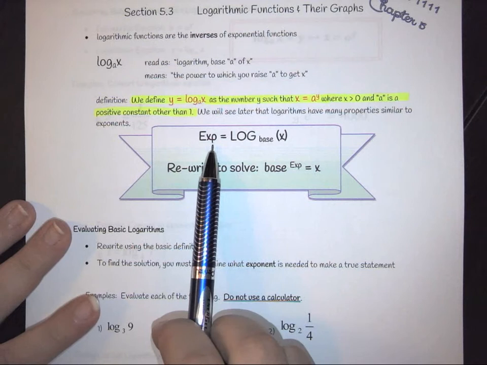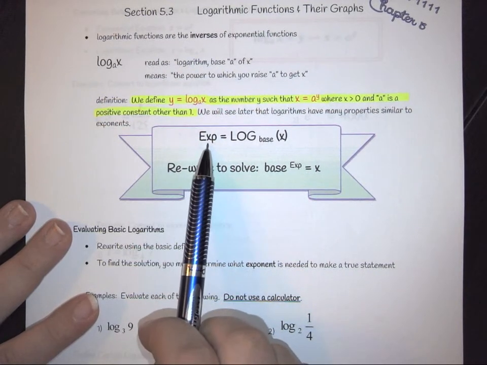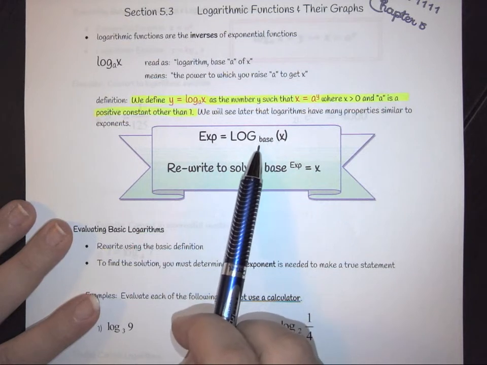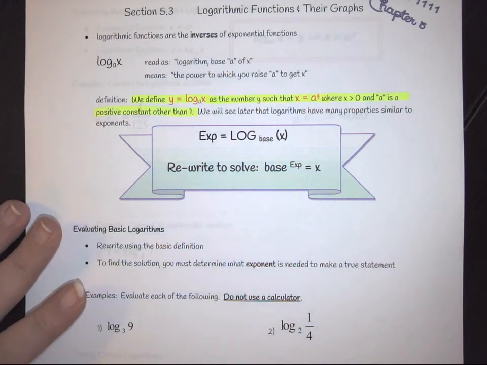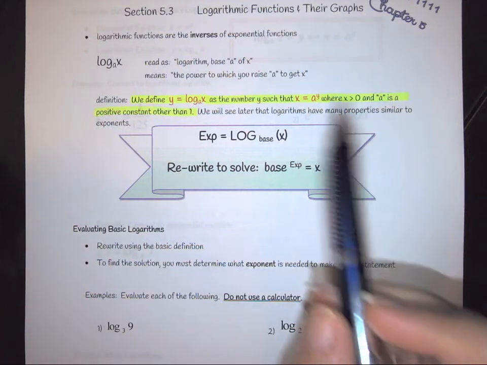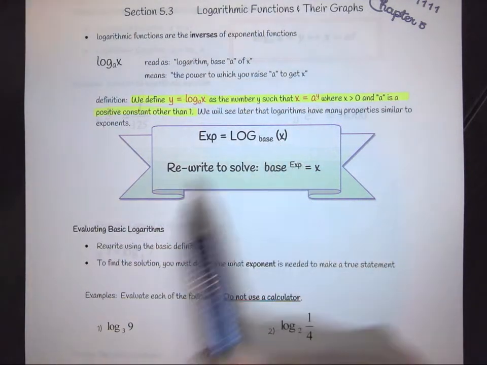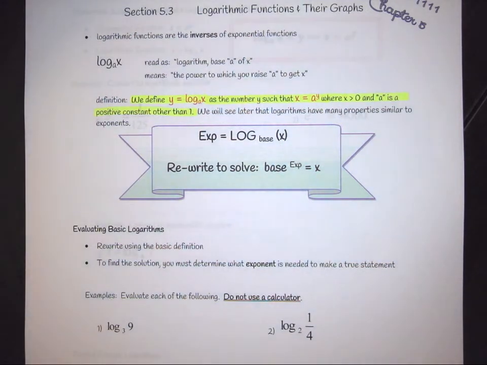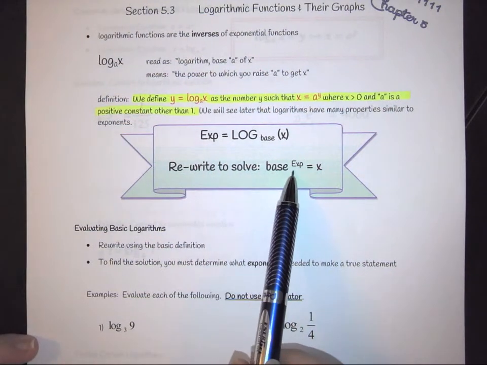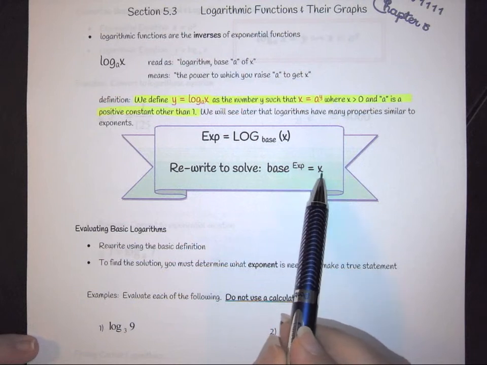Whatever your log equation is set equal to, that is your exponent. The little tiny value off to the side would be your base. And this value right here we would consider to be the x. So we rearrange so that this becomes my base raised to the exponent equals x.